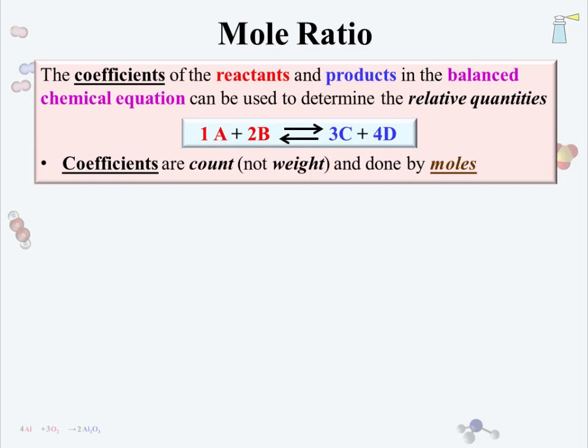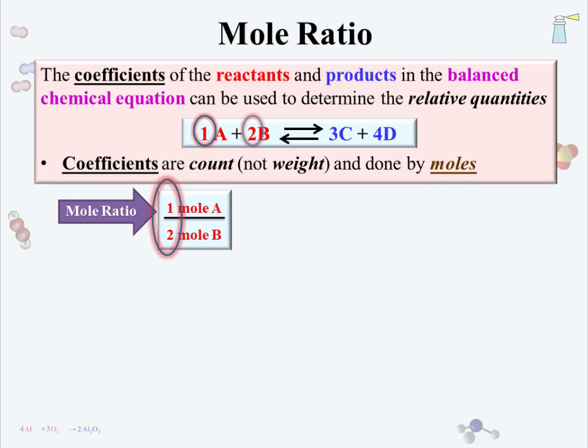For instance, with the stand-in equation, 1 mole of A over 2 moles of B. This is what is meant by the term mole ratio. It is the number of moles of one compound over the number of moles of another compound. The numbers are the coefficients in the balanced chemical equation.